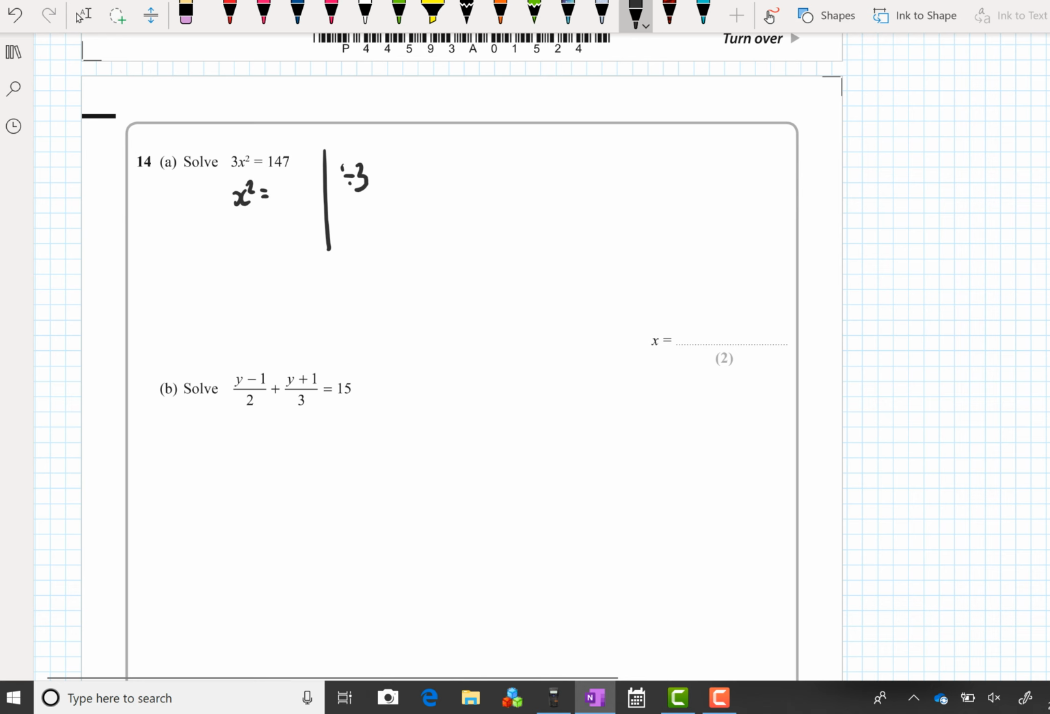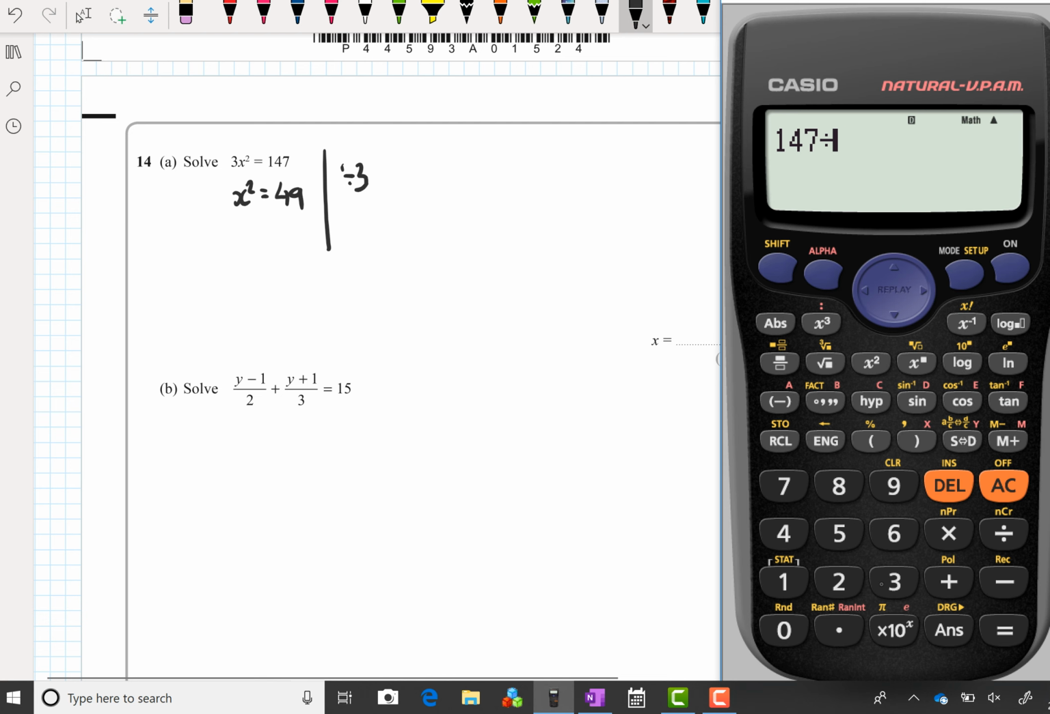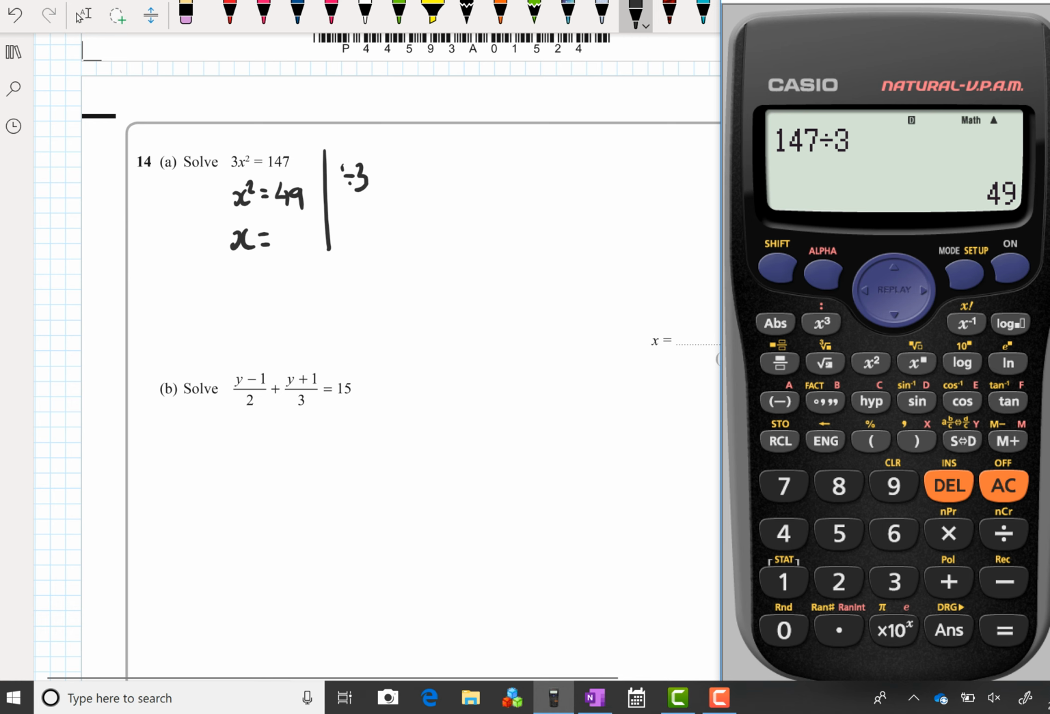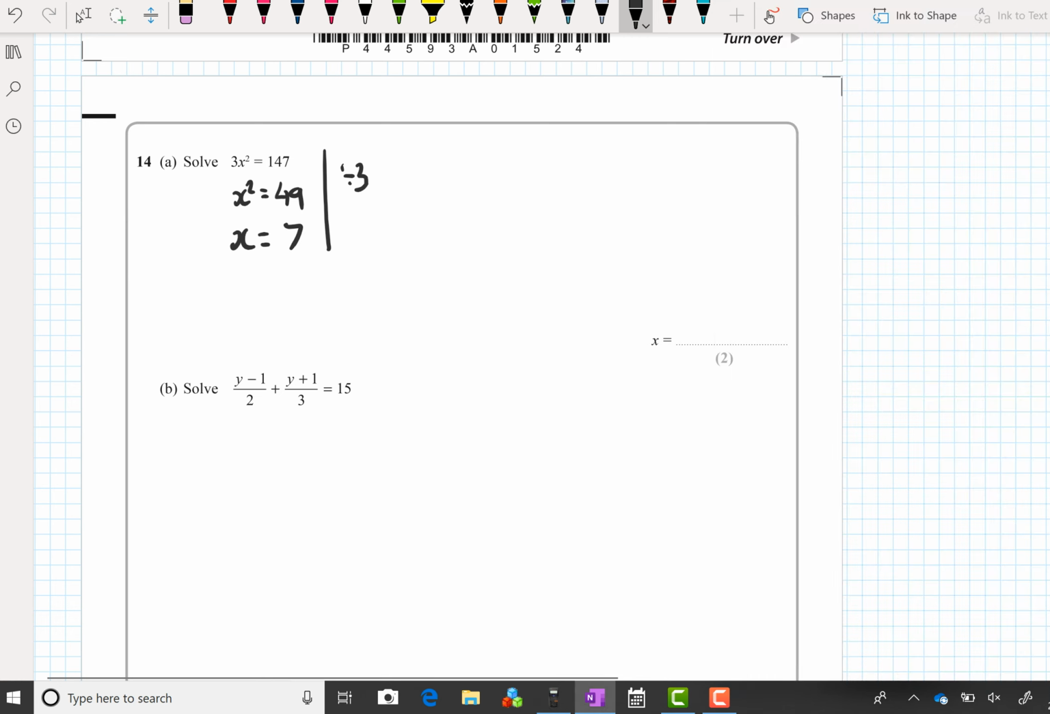49. 147 divided by 3, yep. What's the square root of 49? I'm going to make the easiest mistake in the world. Ready? The square root of 49, and I'm going to get 1 mark here for this. Maybe, depends how they are. I personally think there's 2 answers.